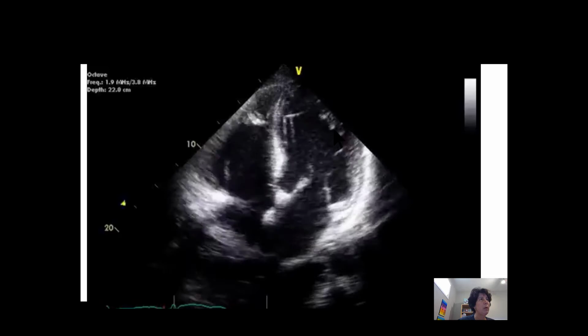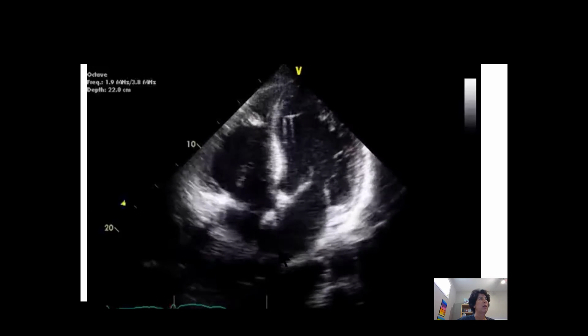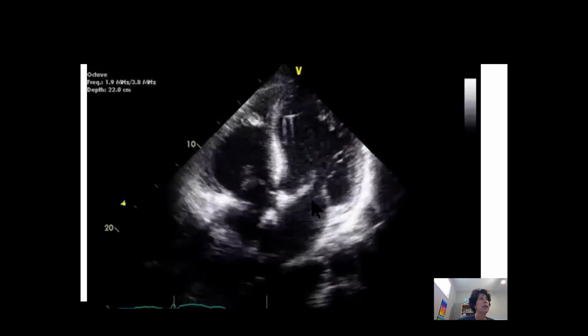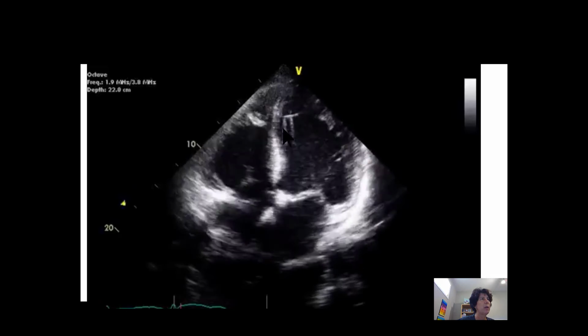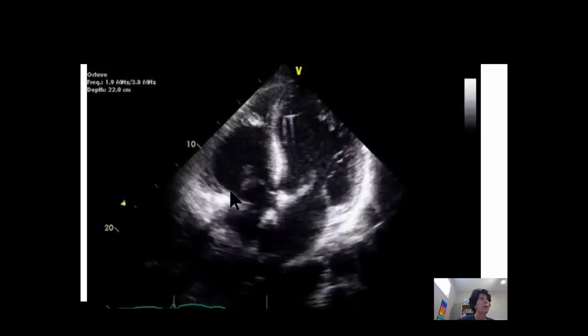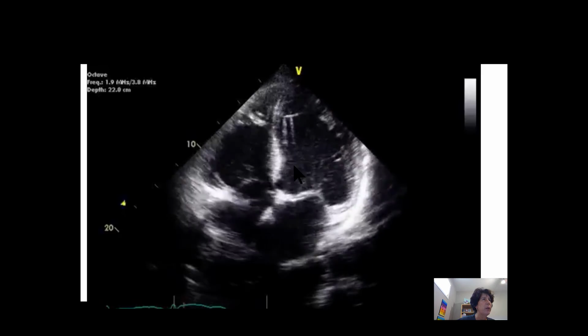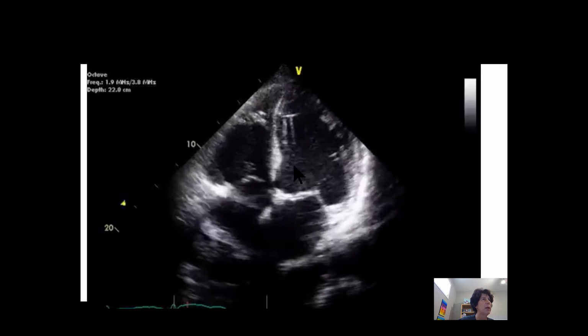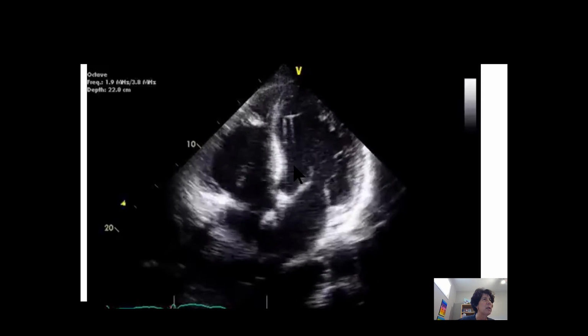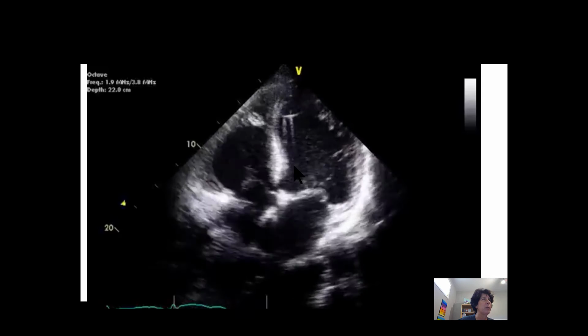This is a very nice apical 4. We can see the heart is nice and long. We see very good definition of endocardium. We see the valves opening. And in this view, we see a little bit better mitral valve movement than we did in our parasternal long, but I would still suggest that there's a little bit decreased flow.